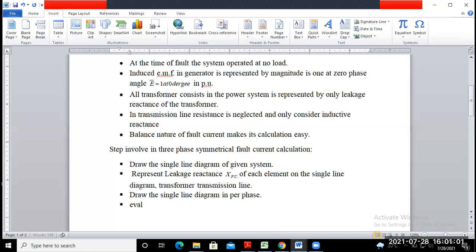Evaluate the equivalent reactance of the power system as seen from the fault point. Okay.